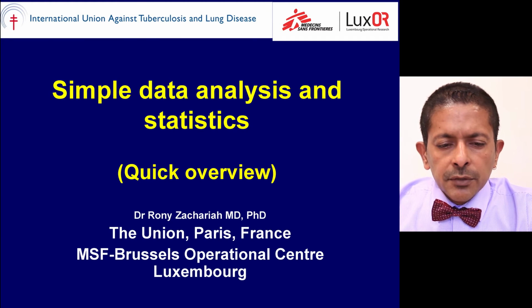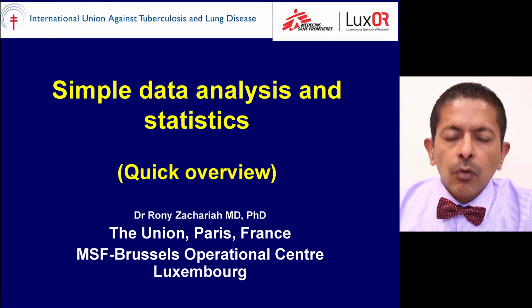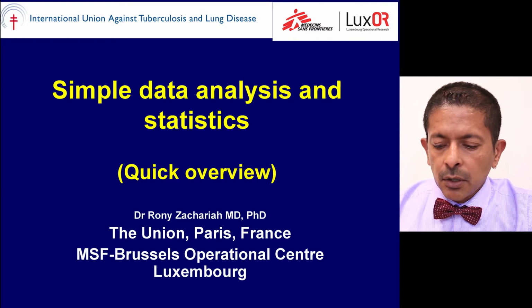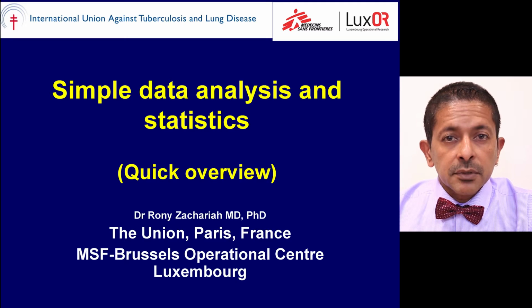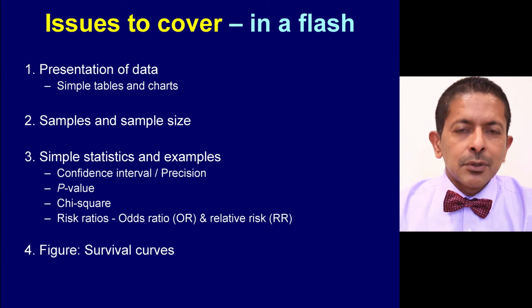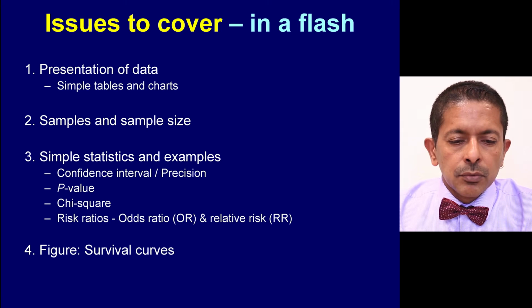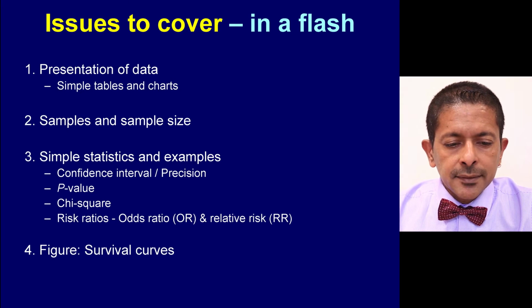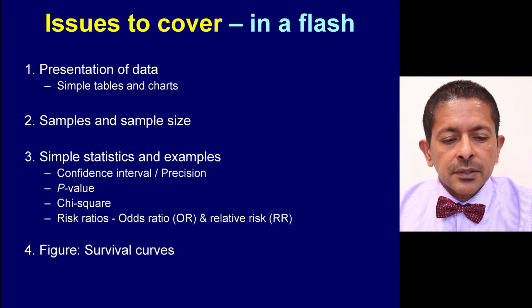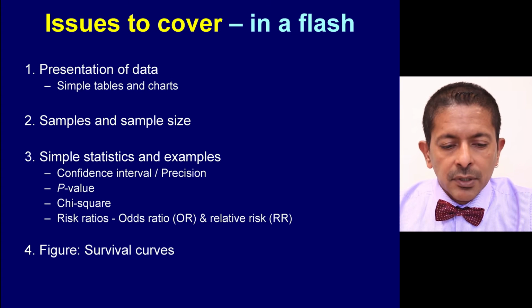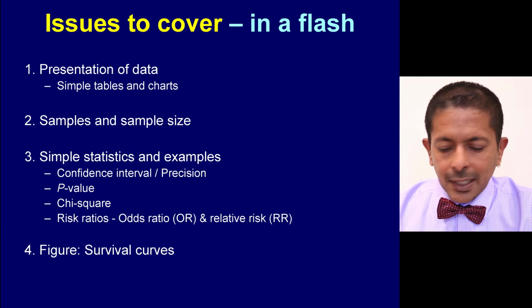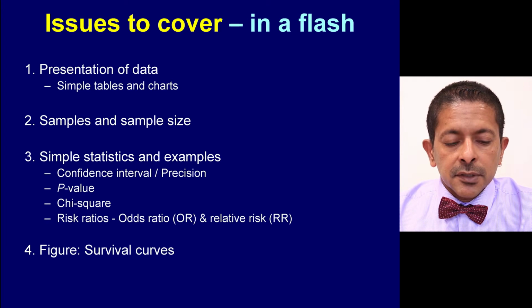So this lecture is going to give you a quick overview on data analysis and some of the statistical concepts used in operational research. And what I'm going to do in a flash is to go through presentation of data, samples and sample size, some of the simple statistics with some examples. We'll touch confidence interval, precision, p-value, the chi-square, and a little bit about risk ratios and odds ratios, and maybe we'll end up with survival curves.